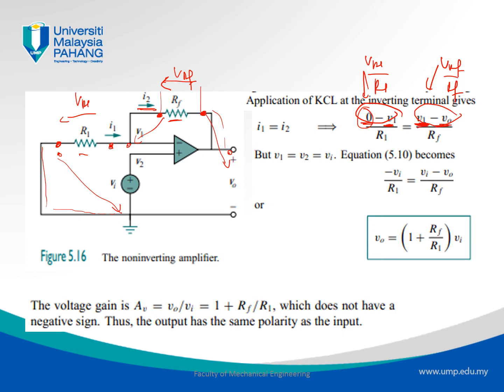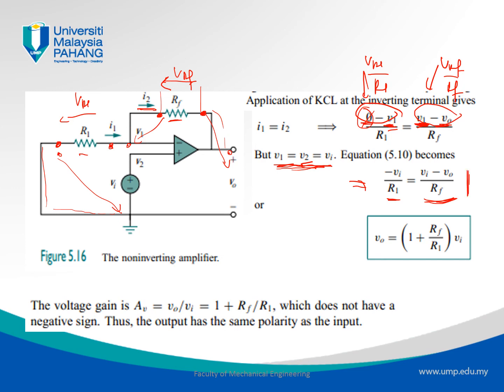Knowing that previously, due to the properties of an ideal operational amplifier, we have V1 equals V2 equals Vi. Therefore, we can write that V1 is also Vi. So here 0, we just eliminate 0, right? So we end up with minus Vi over R1 equals Vi minus Vo over RF, right? So that's the final equation that we have.